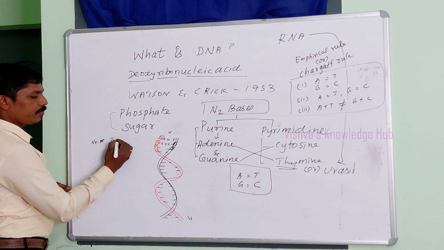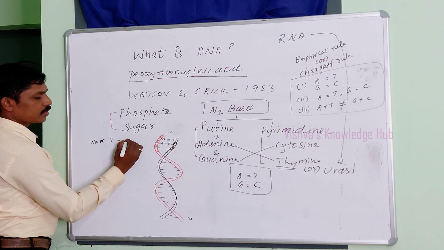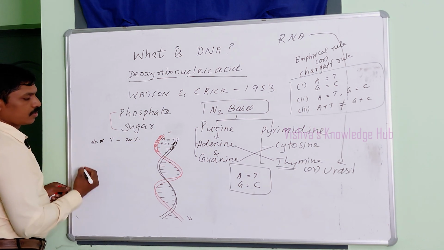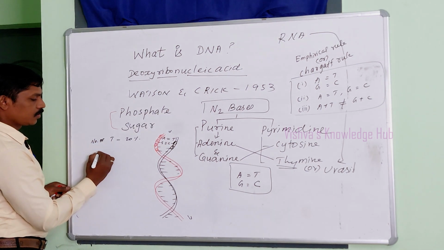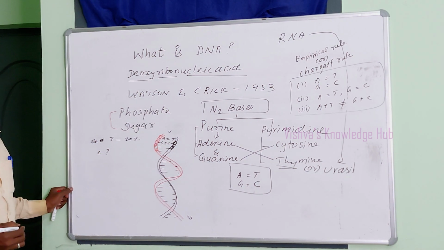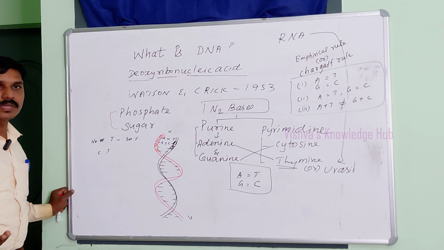Number of thymine is 20%. What is the percentage of cytosine? How can we calculate that?